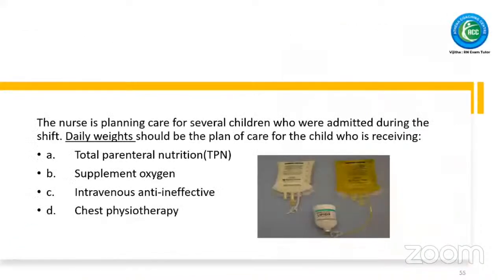Questions from the GA system. First question: The nurse is planning care for several children who were admitted during the shift, and daily weight should be the plan of care for the child who is receiving that.